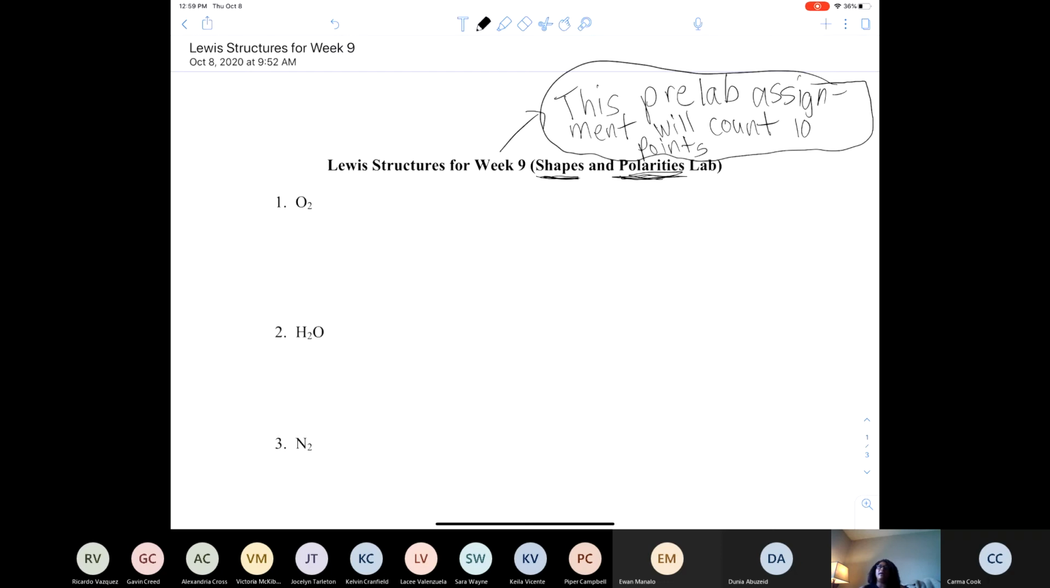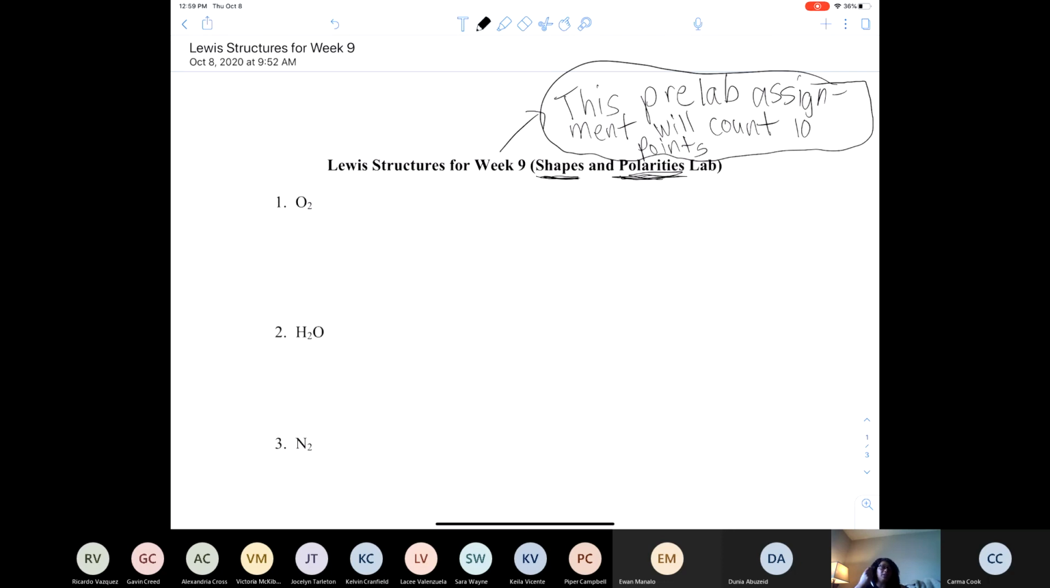And then at 11 a.m., I'm going to release the key. So by the time class starts at 11, the key will be released and you'll be able to check to make sure that you got your Lewis structures correct, and you'll be able to use the key, or use your own Lewis structures if you got them all correct, to help you complete week number 9's lab.